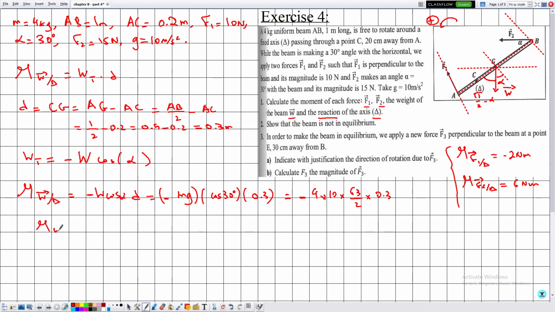Plugging these values into the calculator, the moment of the weight W around the axis delta is given by, let me just do the computation, almost 10.39 Newton meter. So minus 10.39 Newton meter.